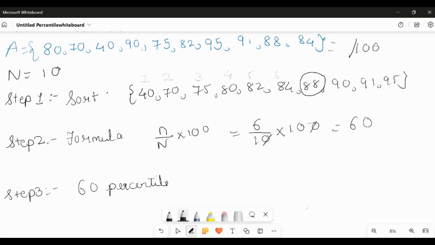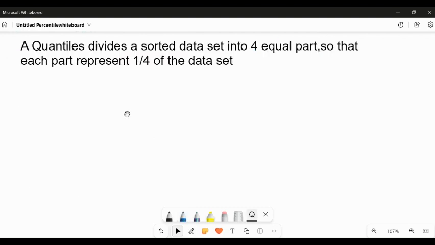Okay, there is another way to say what my percentile is. It's nothing but: 60 percent of the students got less than 88 and 40 percent of the students got more than 88. So this is what the percentile says. Based on the percentile, we will be finding the quantile. Let's move to the quantile.